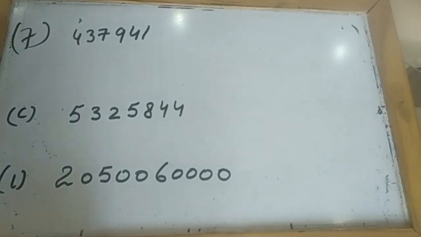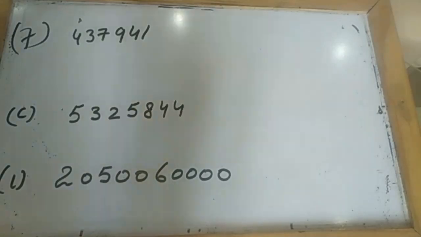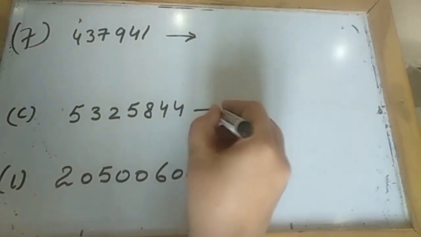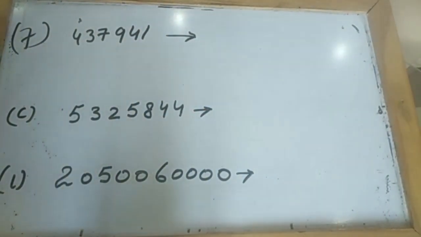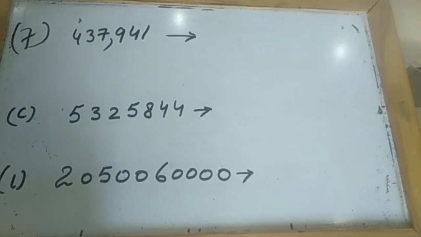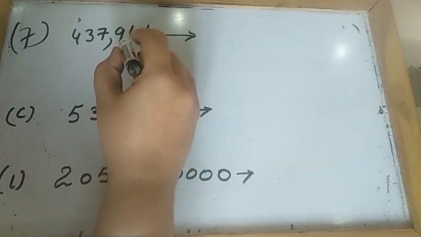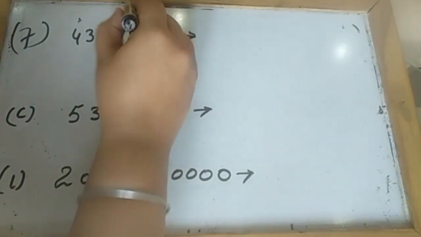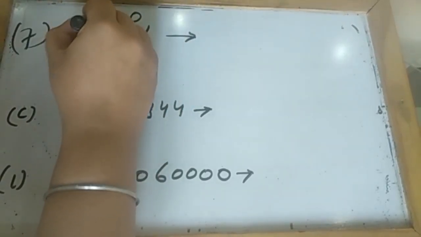Students, I will do question number 7 from your book, which says to write the number names using the international system of numeration. They have given you the numbers in figures, and I have to write the number names in words according to the international system. So first of all I'll put the commas, after every 3 digits. Now let's read this number.